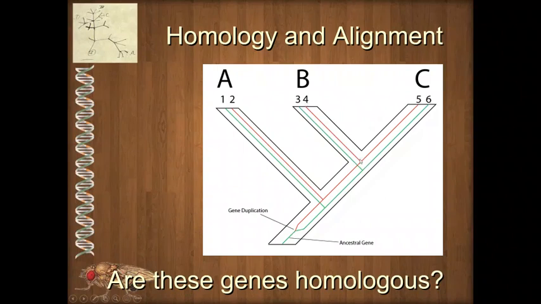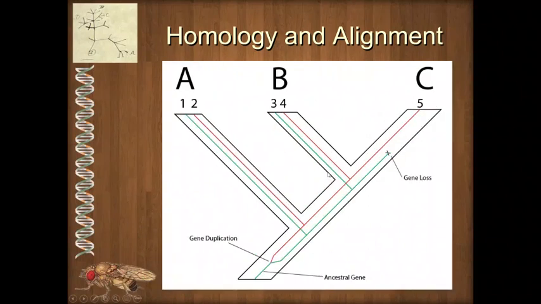So although these are all forms of homology, they are different. And so we're going to give them different names, and we'll look at those names here and define them in just a little bit. But realize that there might be different types of homology that are possible depending on the evolutionary history of these genes.